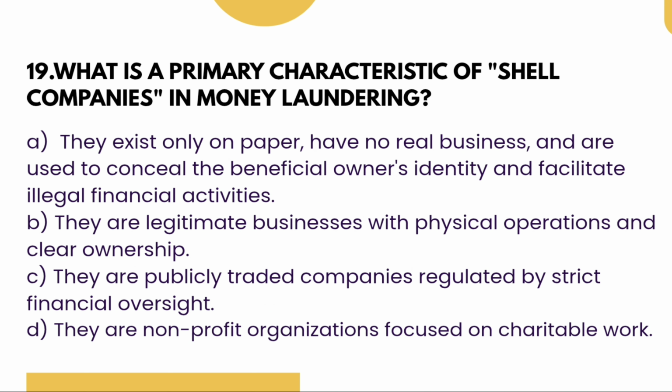Next question. What are the primary characteristics of shell companies in money laundering? A. They exist only on paper, have no real businesses, and are used to conceal the beneficial owner's identity and facilitate illegal financial activities. So as you can understand, this is going to be the answer. So I am not reading the rest of the options.